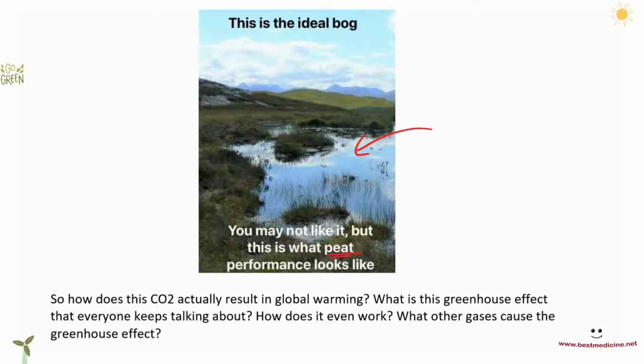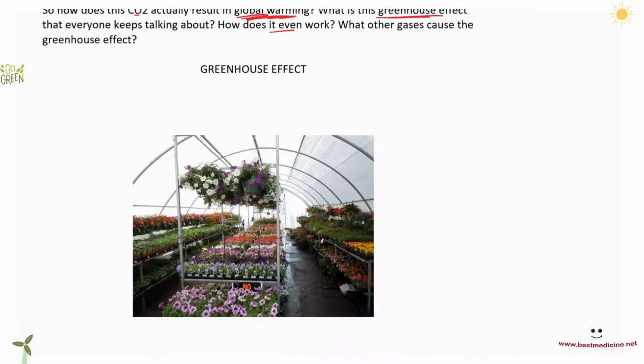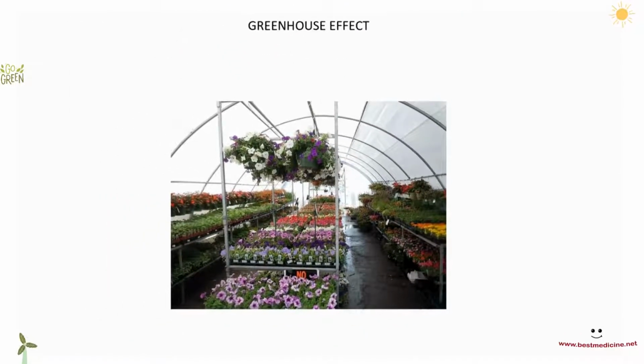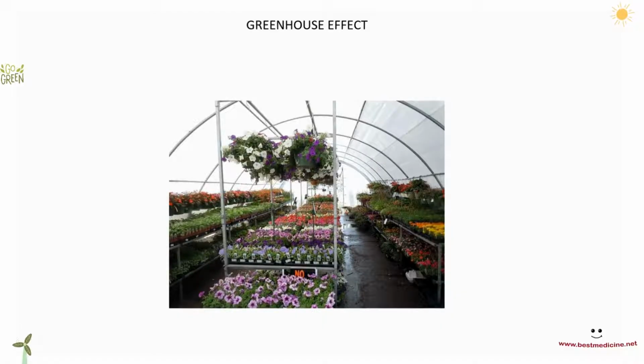So how does the CO2 actually result in global warming? What is the mechanism that causes the global temperatures to increase due to the increase of CO2? What is this greenhouse effect? And how does it even work? So let's have a look. Do you guys remember what a greenhouse is? A greenhouse essentially is just an area that is used for plant propagation. We've done this previously as well, and it helps keep the inside temperature regulated, usually warmer.